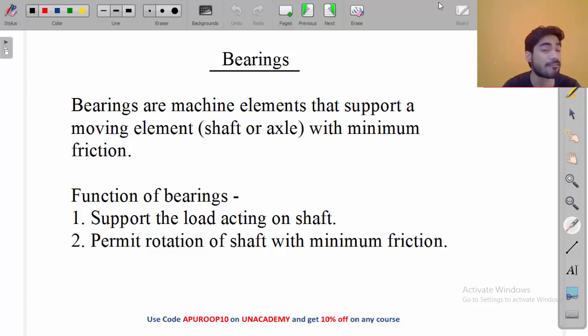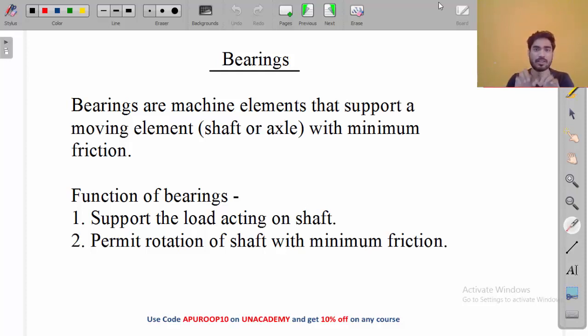Front wheel drive car means the front wheels of the car are connected to the engine, but the rear wheels are not connected to power. The rear wheels are just rotating due to friction. When the car is moving, rear wheels are rotated due to friction. So front wheels are connected to the engine, which is giving the power.